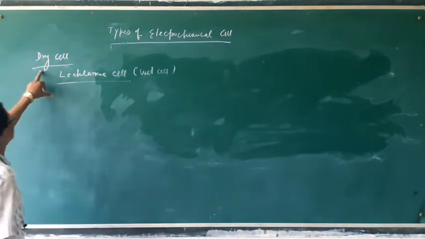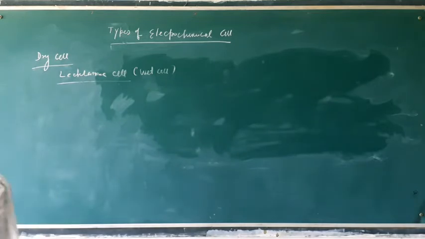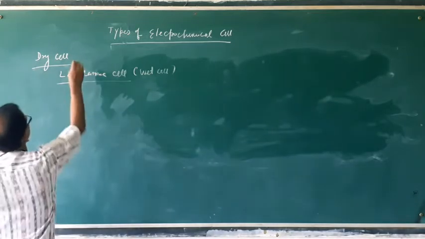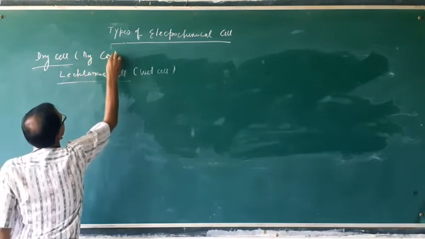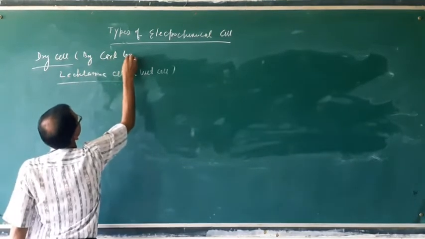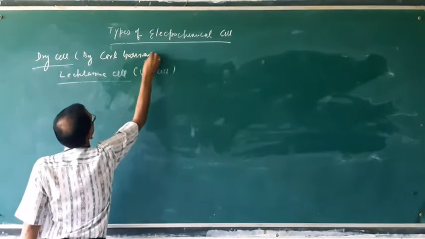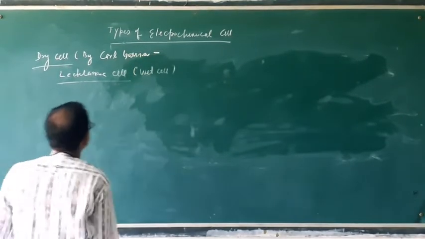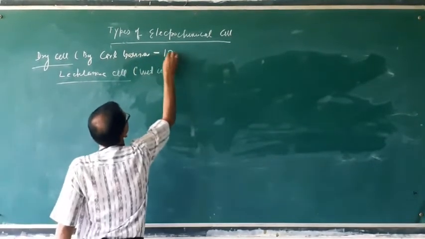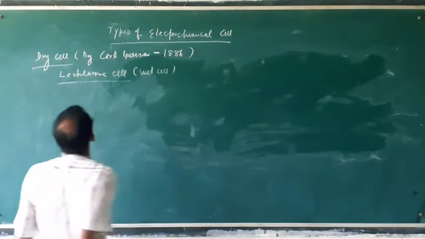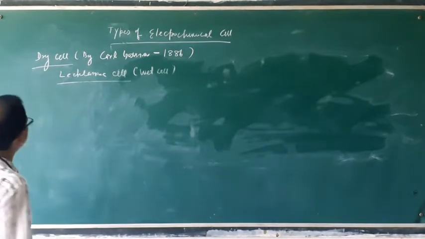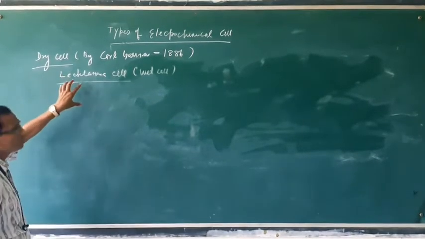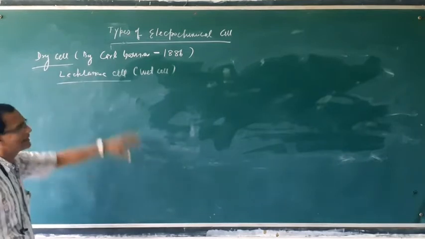And this dry cell was invented by Karl Gassner in 1886. Karl Gassner invented this dry cell, which is a modified form of the Leclanche cell.